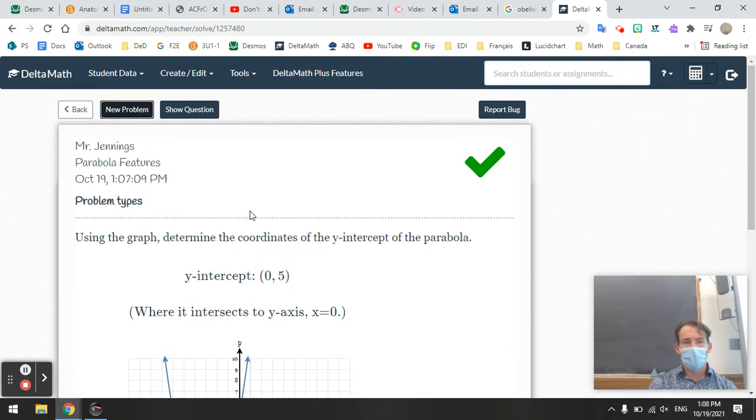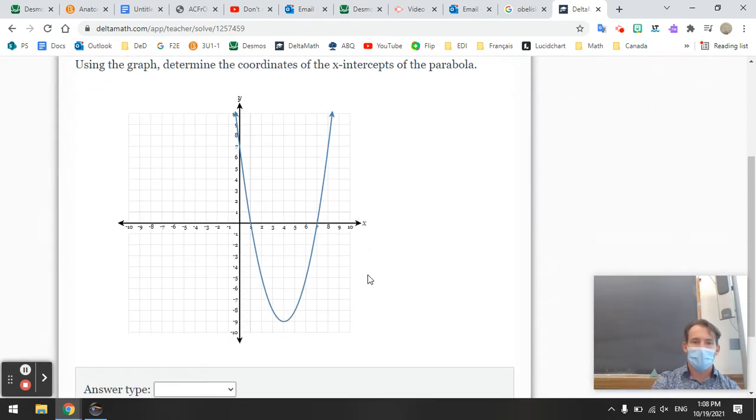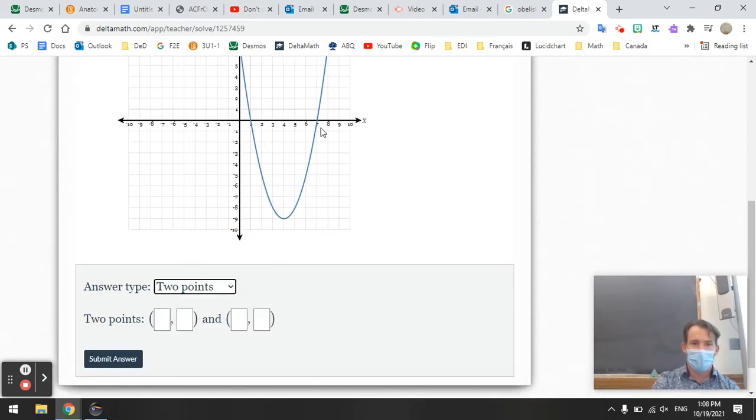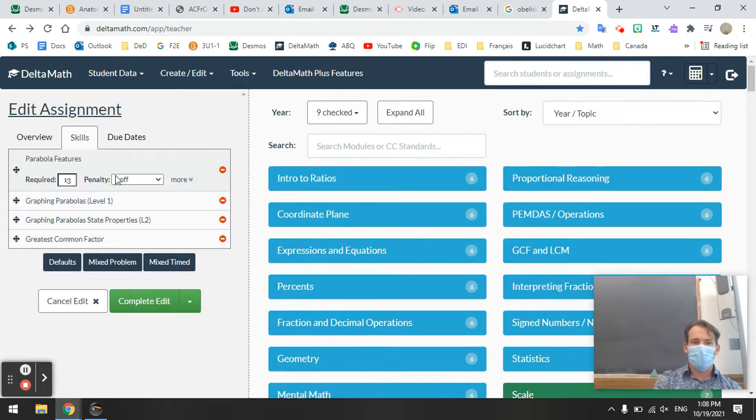All right, so we've just gone over all of the different things, like the coordinates of the x-intercepts of the parabola. Here you would say answer type 2 points, and it would allow you to put in these 2 points, the 2 x-intercepts. There's also vertex, y-intercept, x-intercept, the roots of the parabola. That helps me remember that x-intercepts are also sometimes called roots. Anyway, those are those.